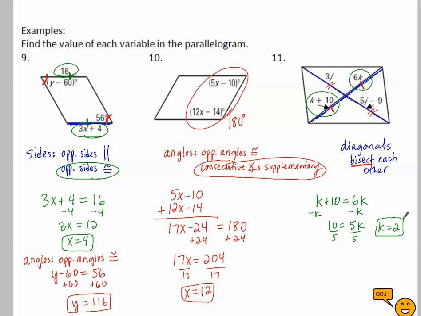Similarly, the 3j and the 5j minus 9 are both pieces of a diagonal that have been cut in half, so 5j minus 9 is to equal 3j. Let's get our j's together, so 2j equals 9 after adding 9 to the other side, so j equals 9 divided by 2, or 4.5. Okay, both of those answers are quite acceptable. Feeling a little bit more comfortable with parallelograms? If not, maybe you rewind this section and go back and check it out.